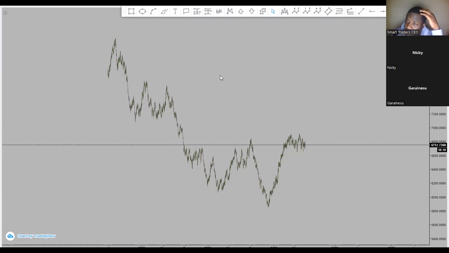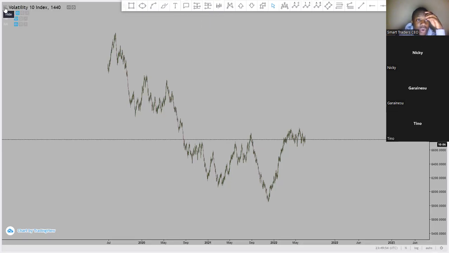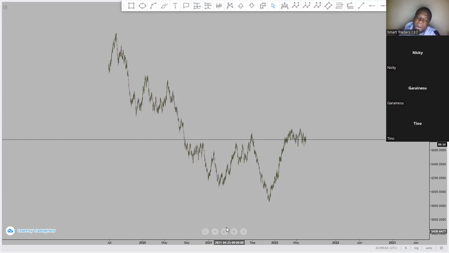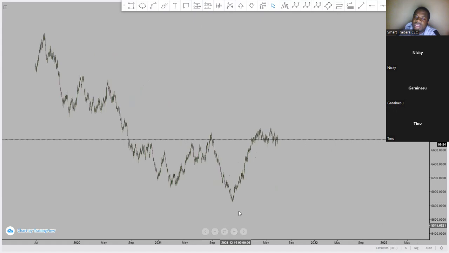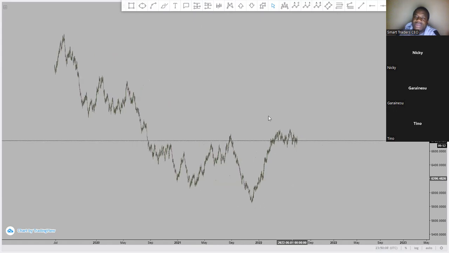It's really important that you understand your instrument. Why are you really trading that particular instrument? You actually need to know the reason why you trade a particular instrument. You don't just trade instruments just because it's an instrument. You need to have solid reasons why.